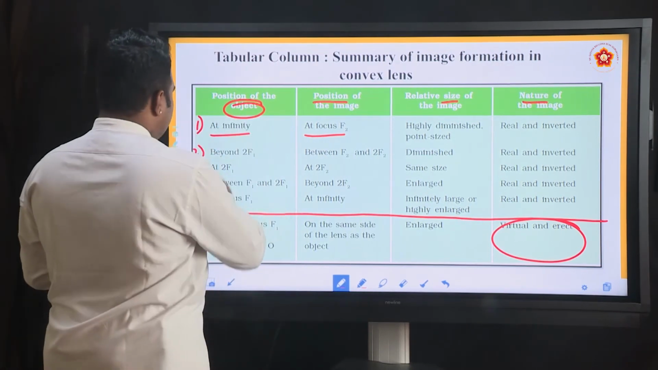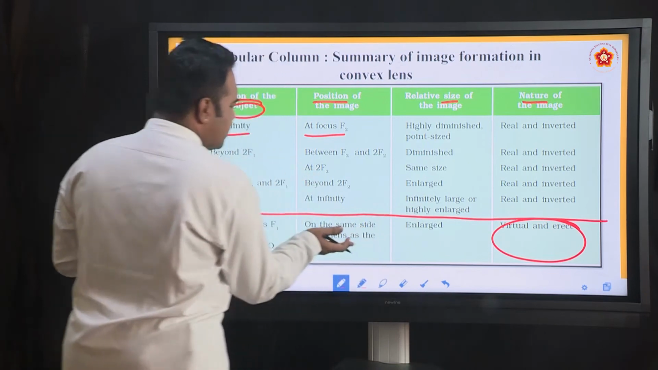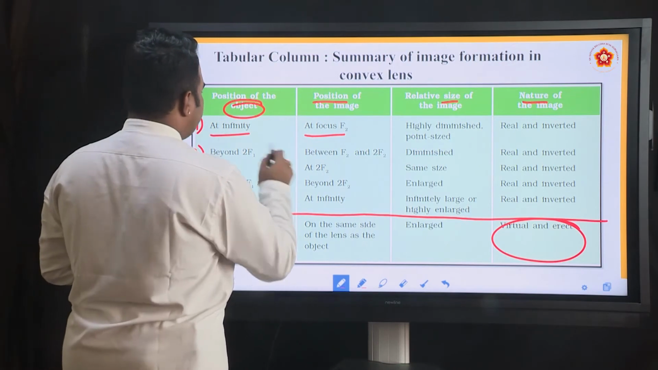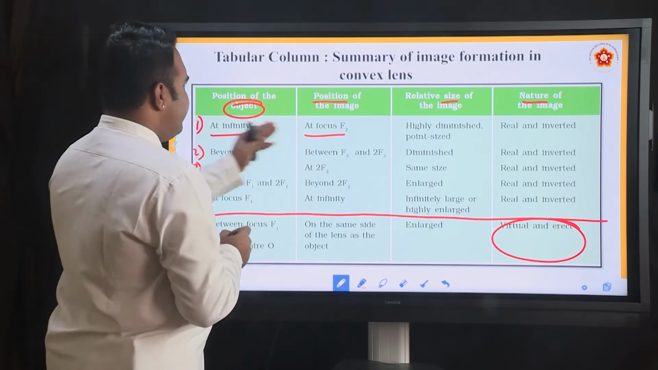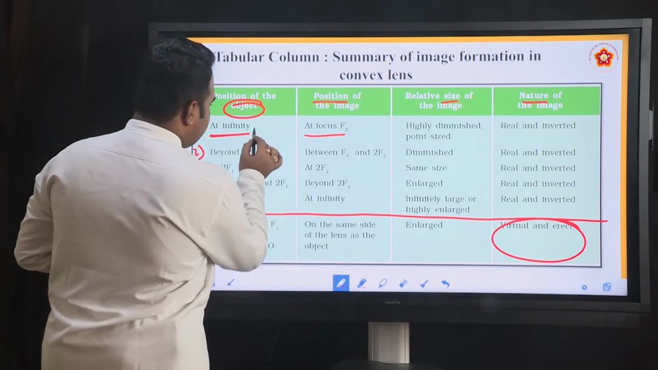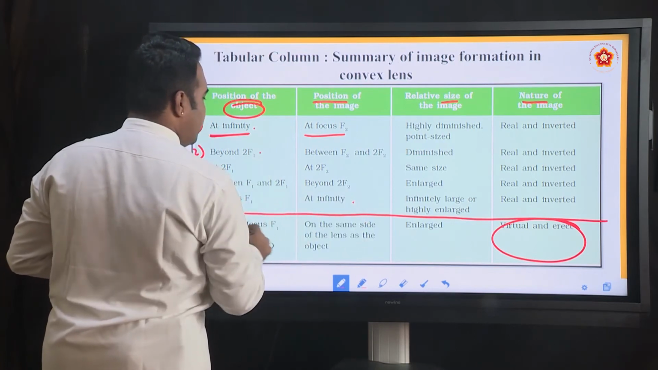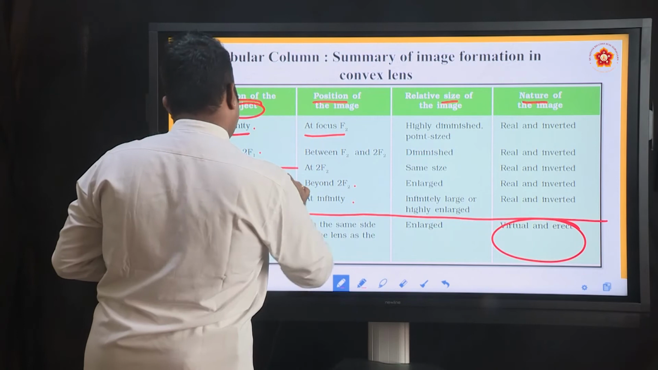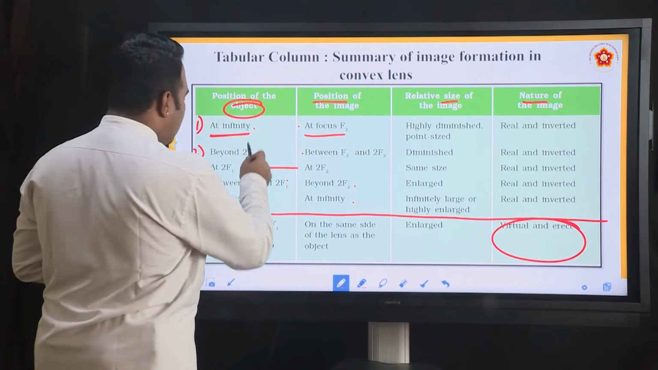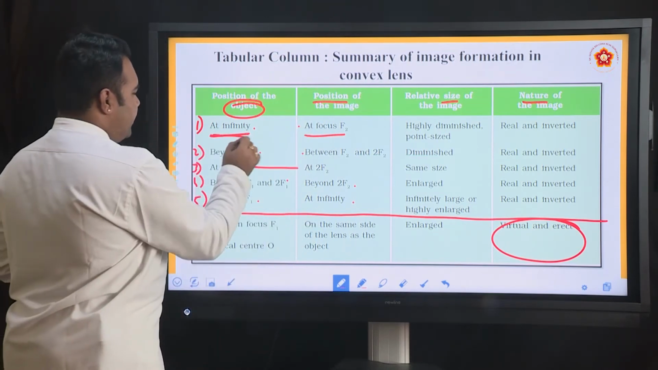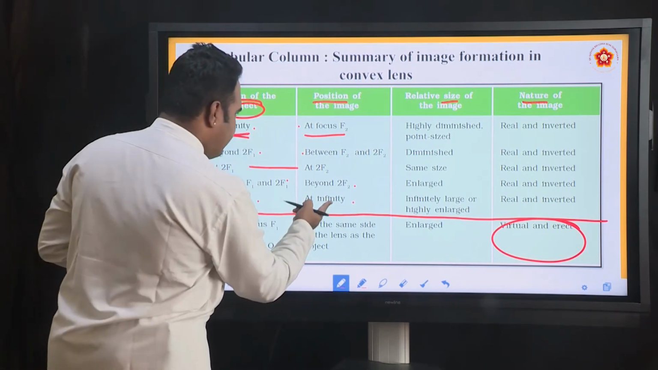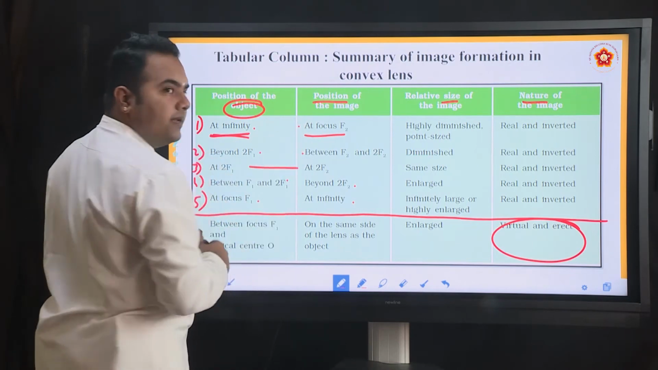So if you look at this, focus only on the first 5, let us talk about the last case later. Now look at this, there is some kind of symmetric nature when we make this tabular column. Object at infinity, beyond 2f, at 2f, between f and 2f, at focus. So exactly the order, if you reverse and write, at infinity, beyond 2f, at 2f, between f and 2f, at the focus. Now write the same order, it follows, you can see the similarity.